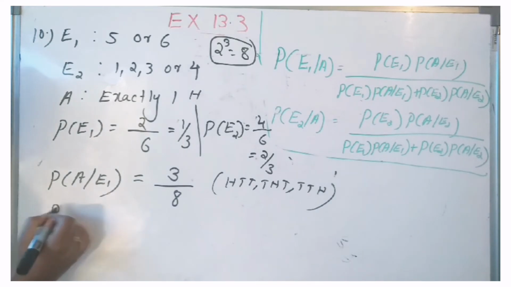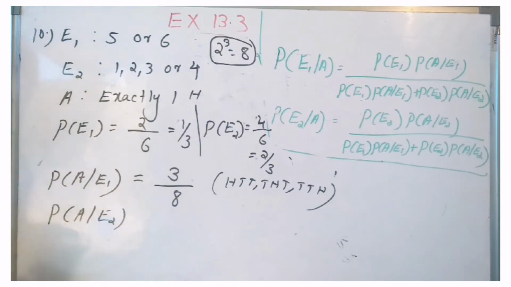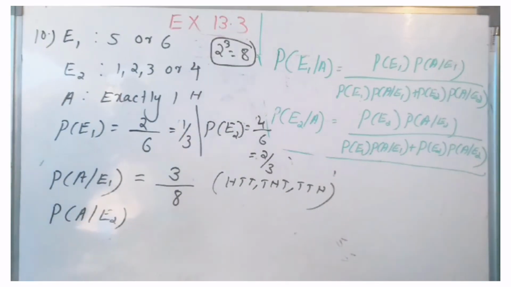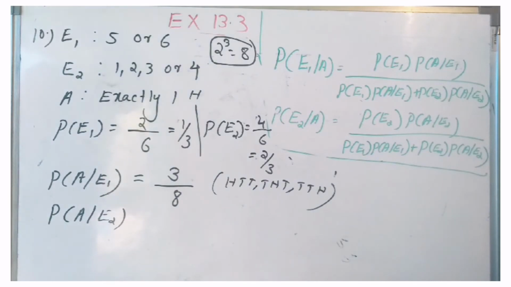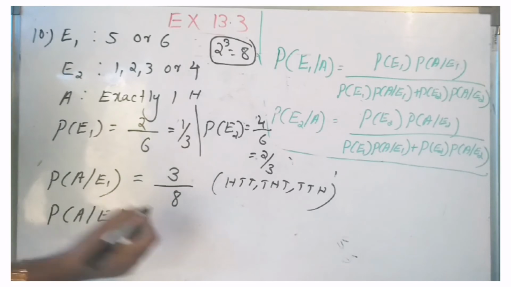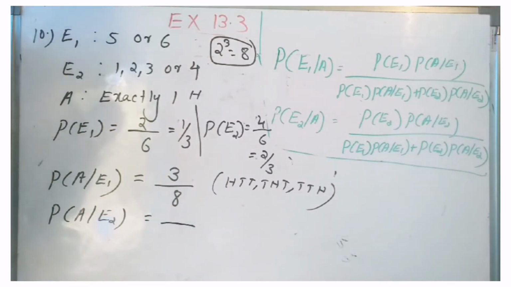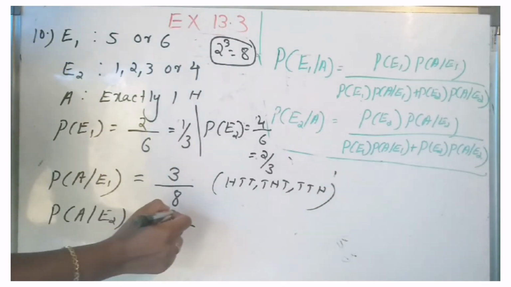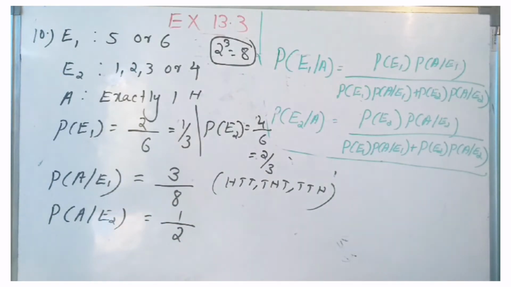And P of A given E2. That means first she got 1, 2, 3 or 4. And it is given in the question, if she gets 1, 2, 3 or 4, she tosses a coin once. That means it is the same as a coin tossing experiment. We know that in a coin tossing experiment we have only two outcomes, one is head and the second one is tail. Then the probability of getting exactly one head is 1 by 2. Clear?